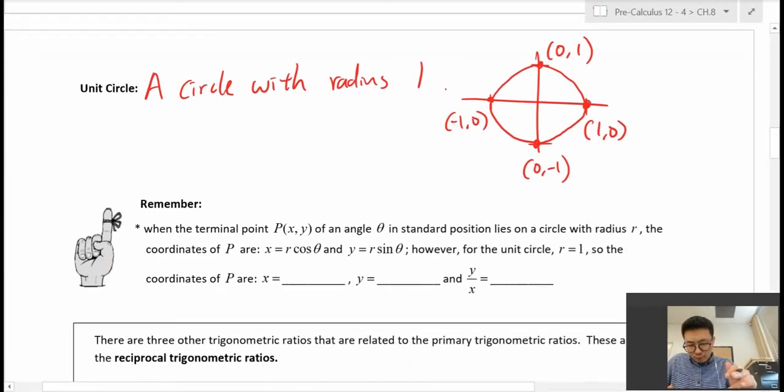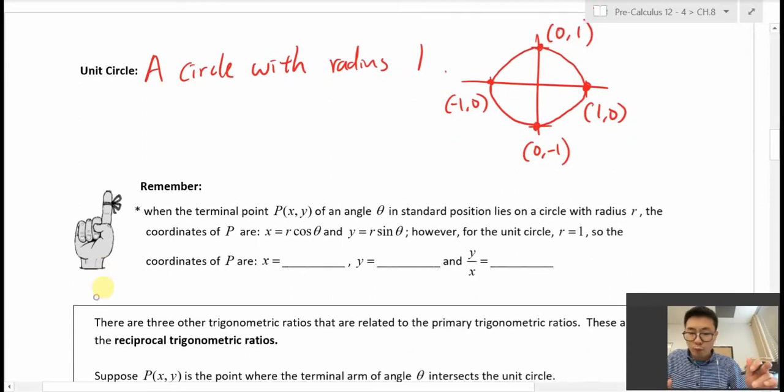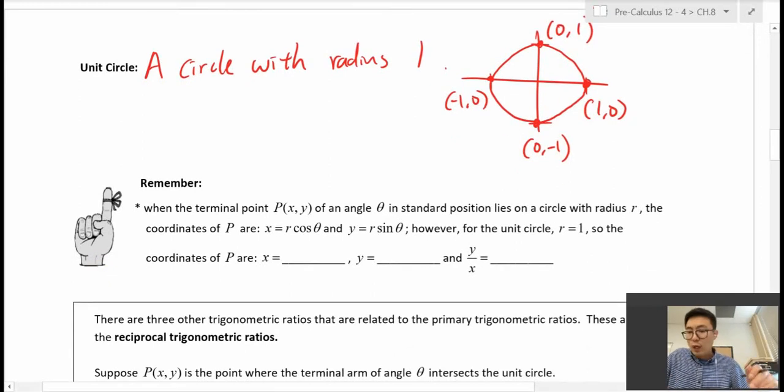Let's quickly recall from what we did in pre-calc 11. It says when the terminal point P(x, y) of an angle theta in standard position lies on a circle with radius r, the coordinates of P are x equals r cosine theta and y equals r sine theta. Again, we did this in pre-calc 11. I'll show you quickly. I'm not going to spend too much time on it.